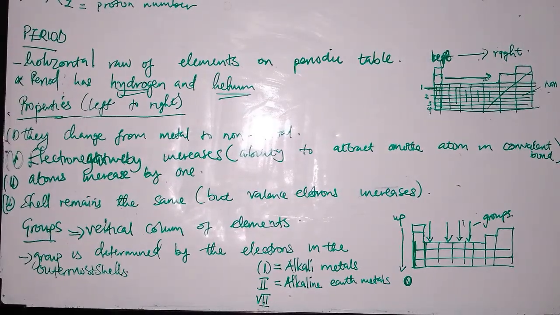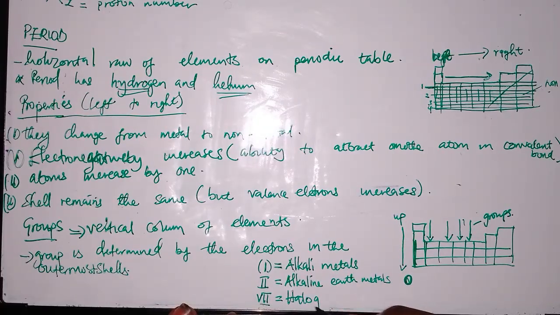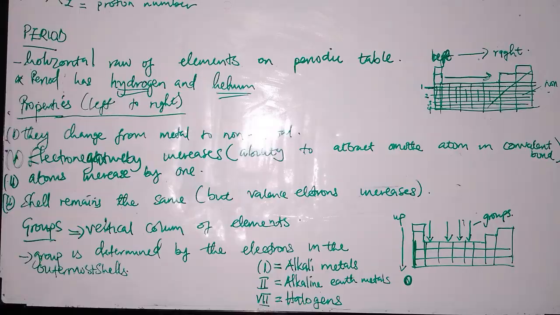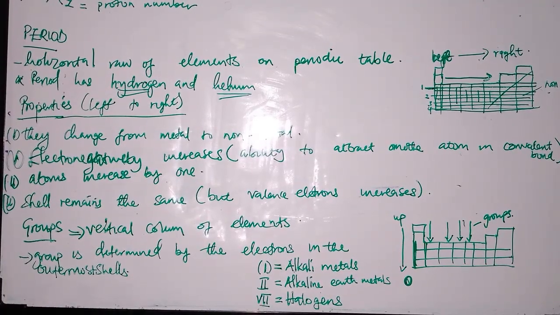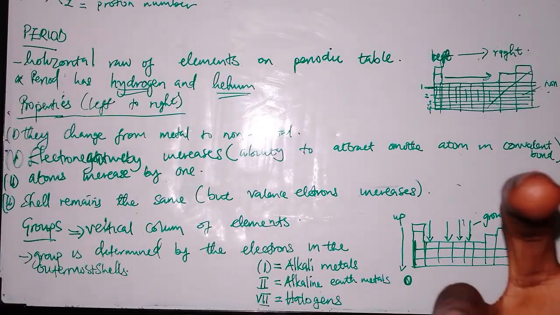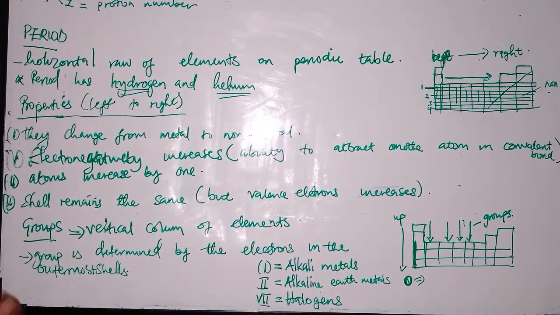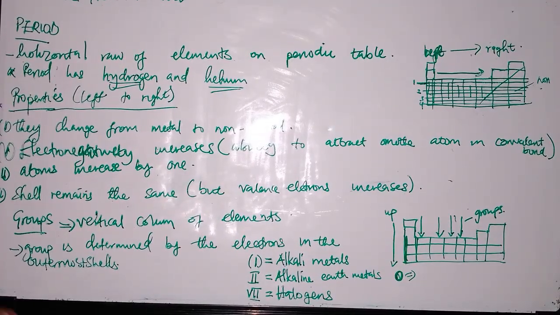Then you have group 7. So group 7 elements are known as halogens. So when you look at group 7 elements, you see that these are halogens, and most halogens, they are diatomic. What do you mean when you say diatomic? Meaning they don't exist as one element, but they exist as a molecule. Meaning when you are writing a chemical symbol, you have to put what? A 2.